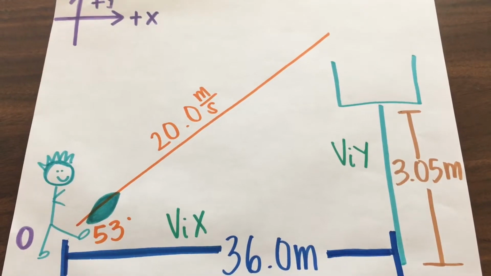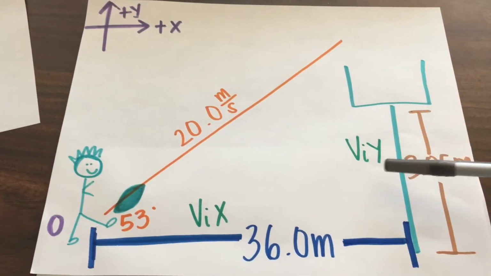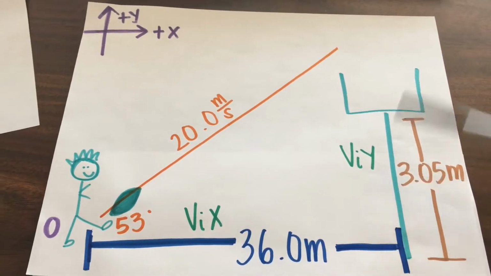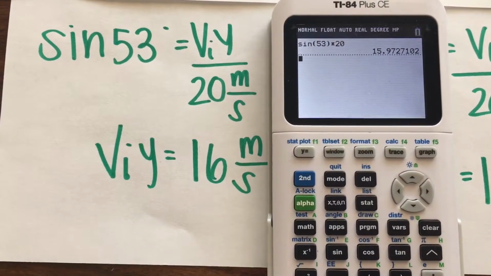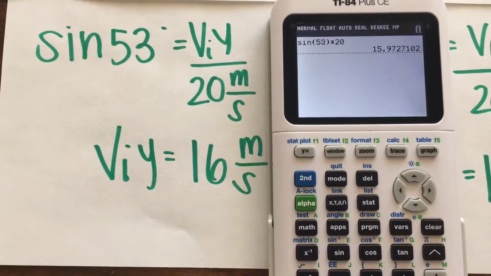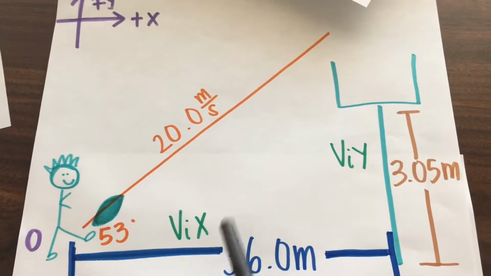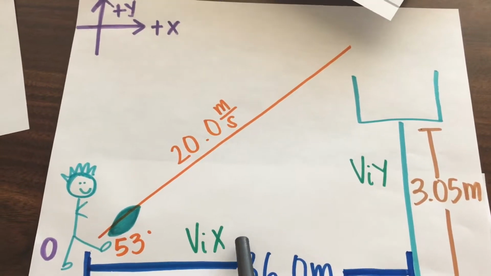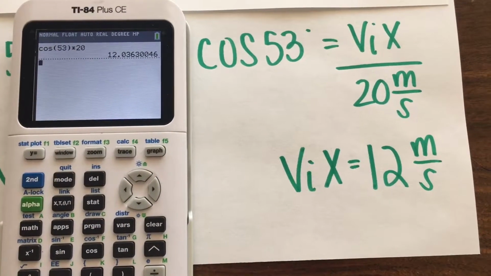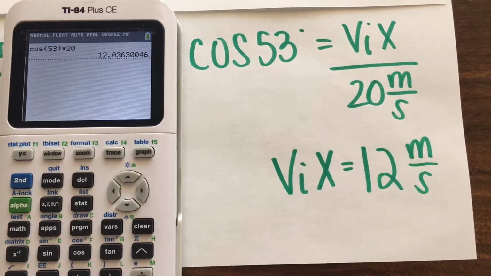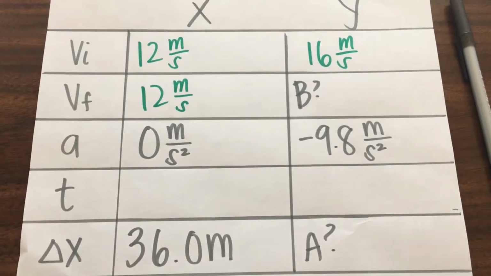The first thing we want to do in this problem is solve for the initial velocity in the x direction and the y direction. To solve for the initial velocity in the y, we're going to use our sine equals opposite over hypotenuse equation. Once we calculate that, we know that the initial velocity in the y direction is right around 16 meters per second. To solve for the initial velocity in the x, we're going to use cosine equals adjacent over hypotenuse. And when we calculate that, we find that the initial velocity in the x is right around 12 meters per second. After we solve for those values, we're going to put them into our chart.